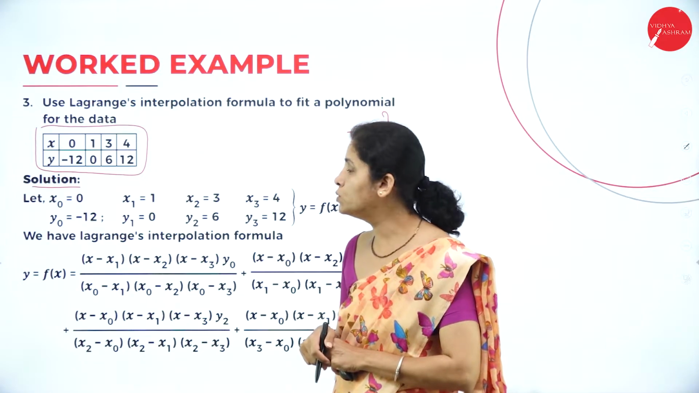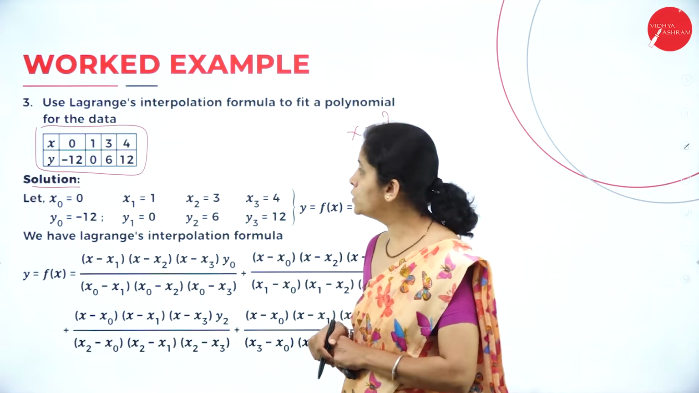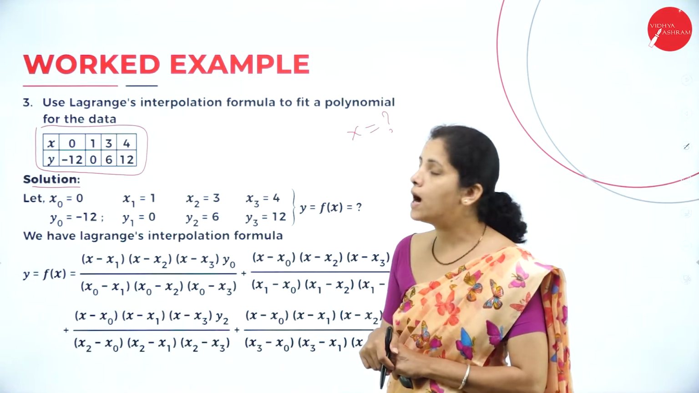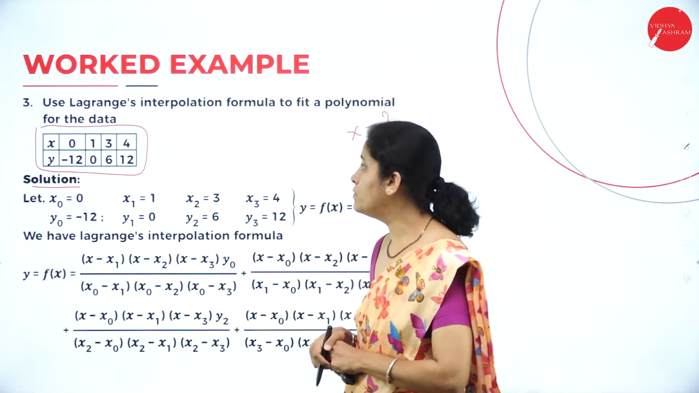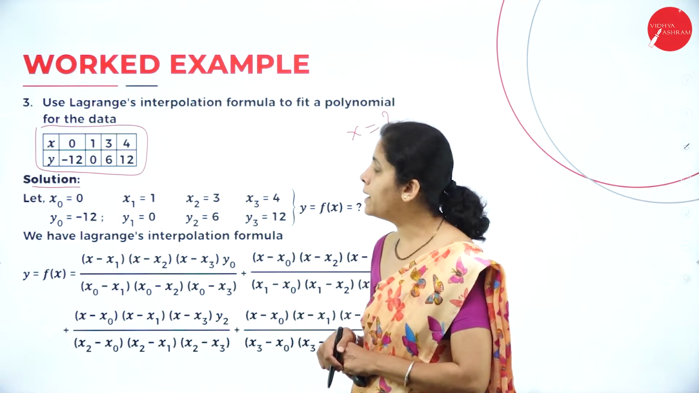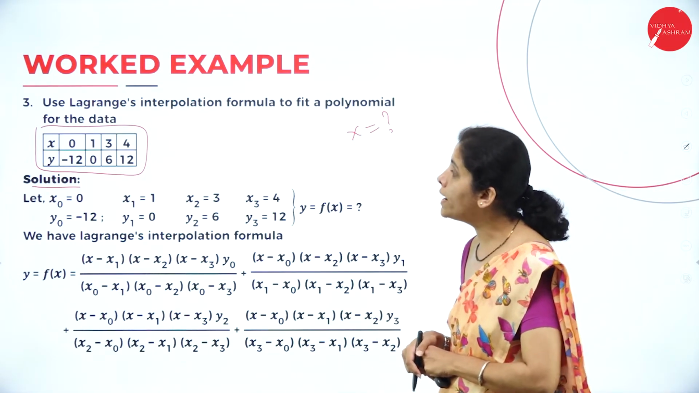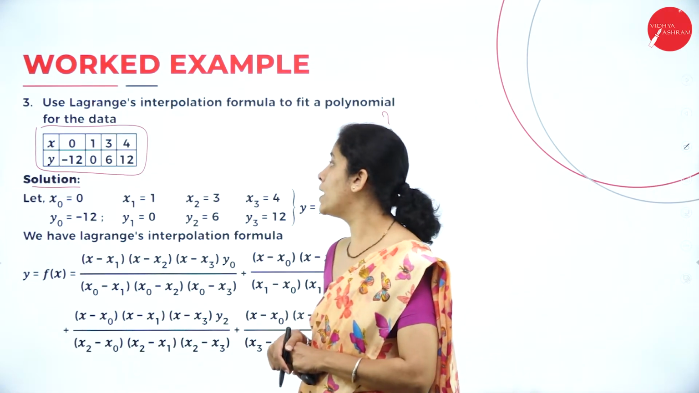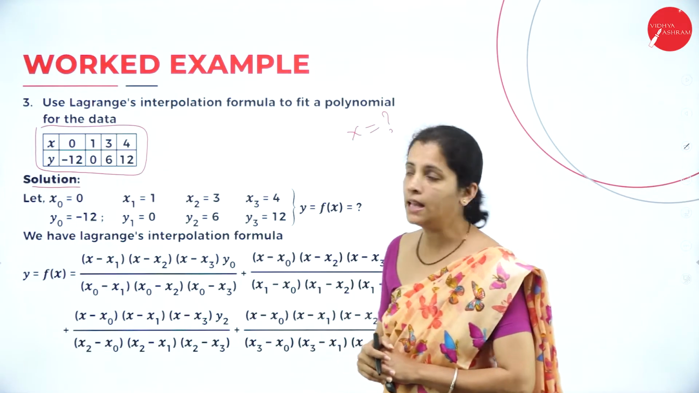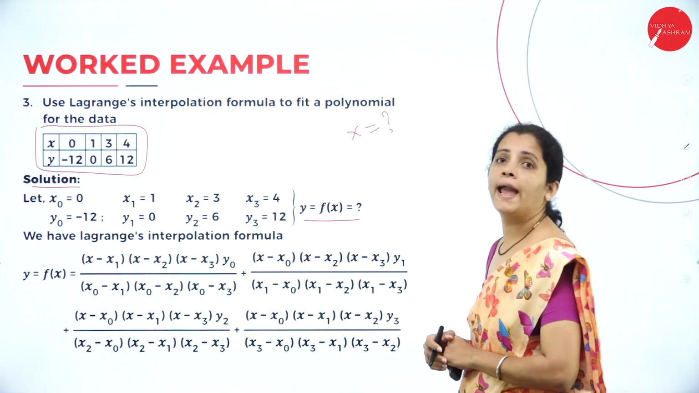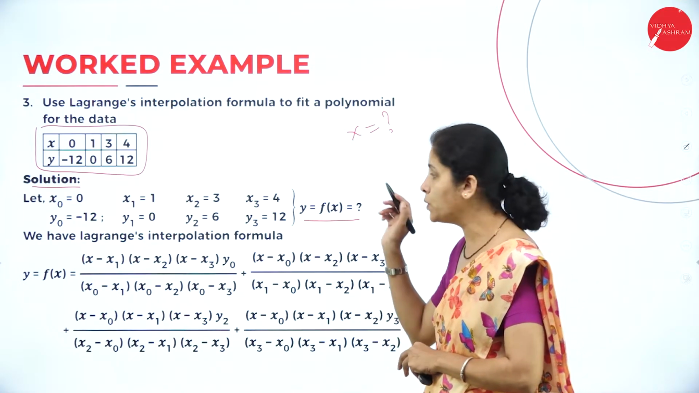First, I want to write this table in the form of x0 equal to 0, x1 equal to 1, x2 equal to 3 and x3 equal to 4. Then y0 equal to minus 12, y1 equal to 0, y2 equal to 6 and y3 equal to 12. By using the table, now I want to find out x, that is y equal to f of x.